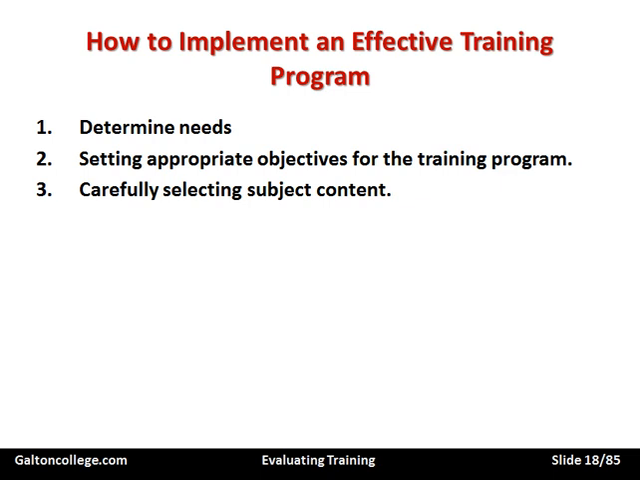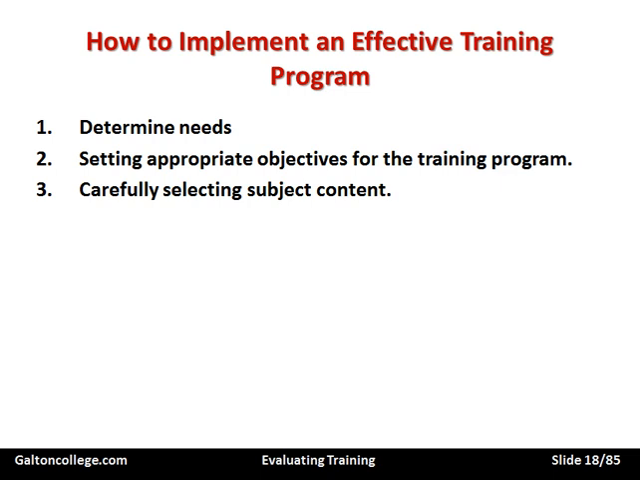The subject content of the training program should be carefully selected. There's a time dimension. Will the training program be 1 day or half a day, or will it be a 1 week, or will it run 1 day a week for so many weeks? Or what's the time dimension? And what's realistic in terms of content given that time dimension?